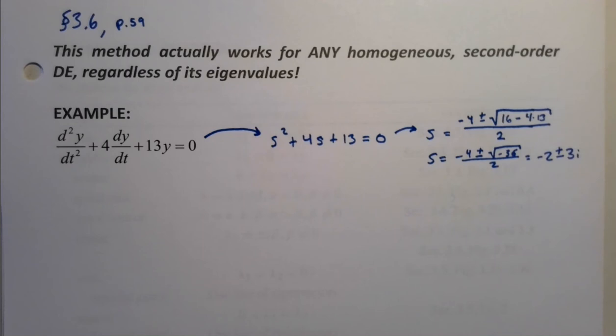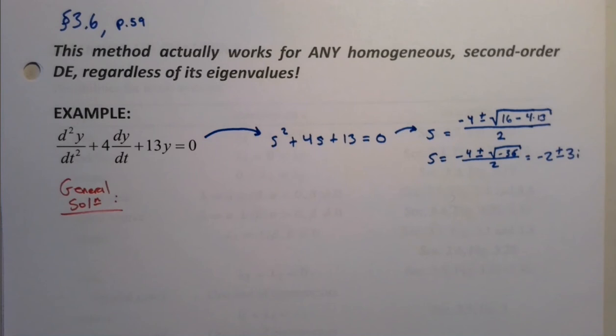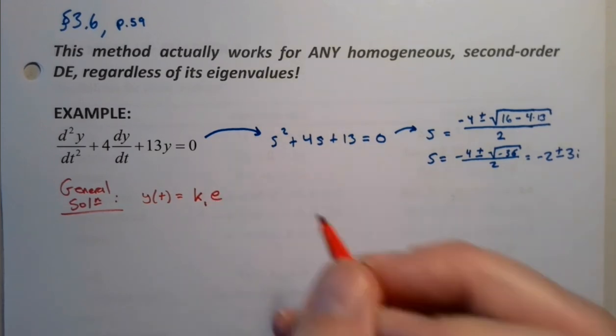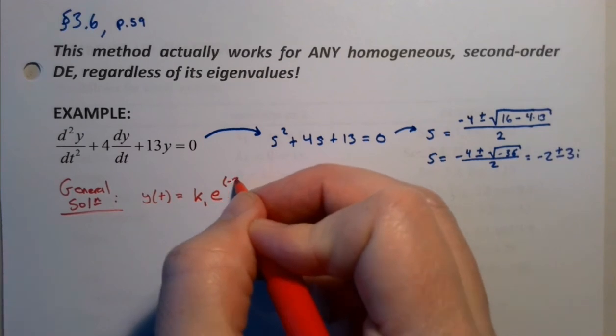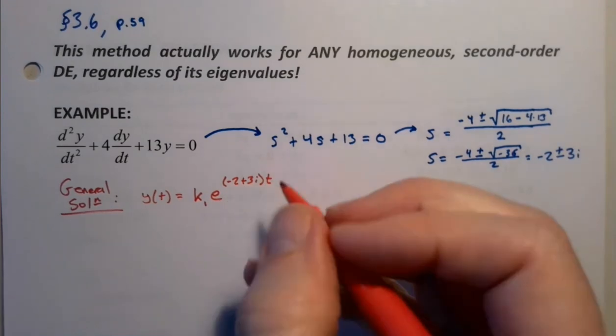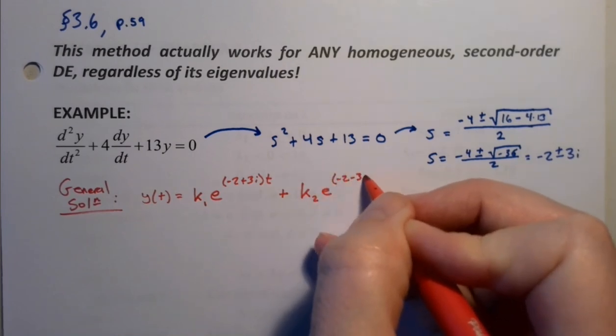So that means that our s value that would make our lucky guess of e to the st true is actually a complex number. But that's okay. The method still works. And that means that we can write our general solution. If you have two values for s, then you have a general solution that looks like this. y of t equals k1 times e to the, pick the first one of these, (-2 plus 3i) times t. Remember, that's the whole eigenvalue times t, plus my second solution, k2 times e to the (-2 minus 3i) times t.